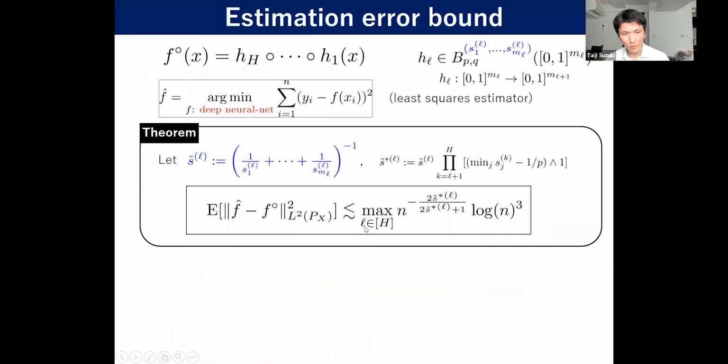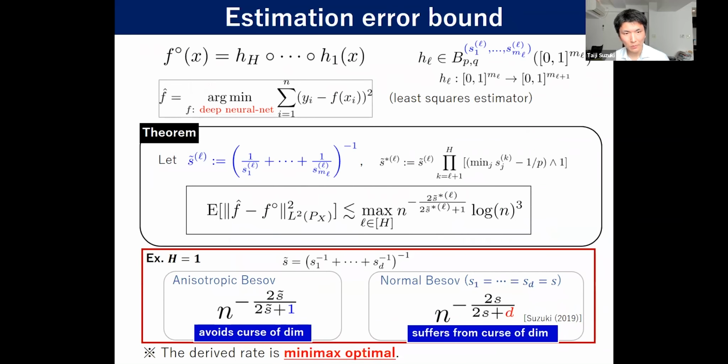Okay, so I skip some details. Finally, we obtain this rate of convergence. If the true function is included in the anisotropic Besov space, we get this rate of convergence. If it is included in the normal Besov space, we have this rate, but the d appears, so the curse of dimensionality appears. But if the true function is included in the anisotropic Besov space, then we can show that the rate of convergence becomes like this.